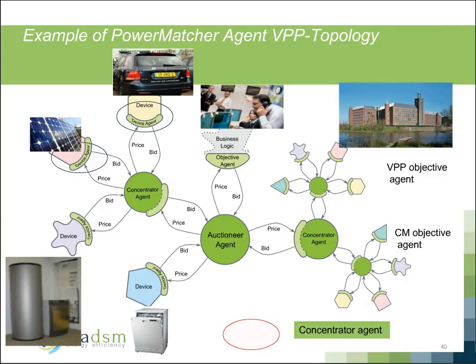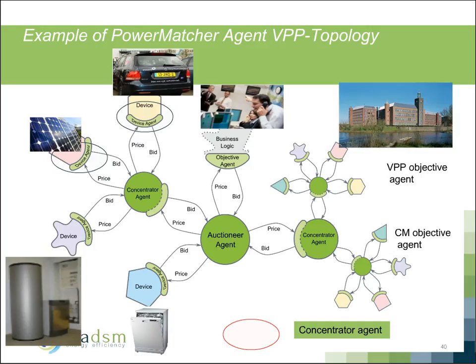This is a picture of a Power Matcher cluster. Essentially what you have are three different types of nodes, which are represented by agents. For example, here you see a car, which is connected via a device interface to a device agent. You see other agents here as well. You see a PV agent representing a solar panel. Here you have a heating system with a hot water storage buffer, which also is treated as a device. You have some white goods devices being part of the cluster.